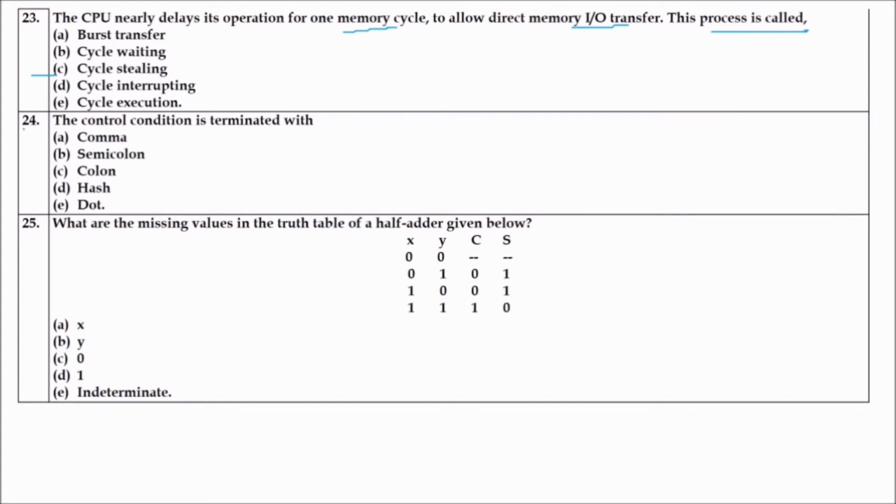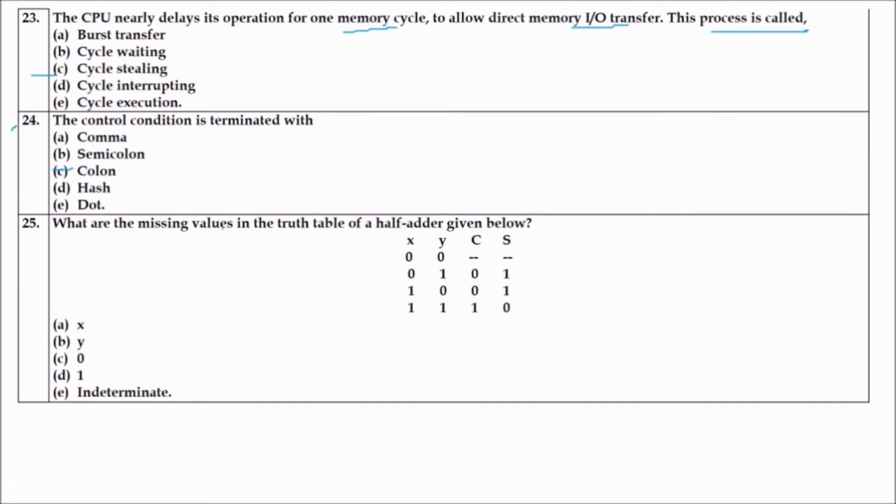Cycle stealing. Next is, the control condition is terminated with what? Can you guess the answer? The answer here is C, colon. The control condition is terminated with a colon.